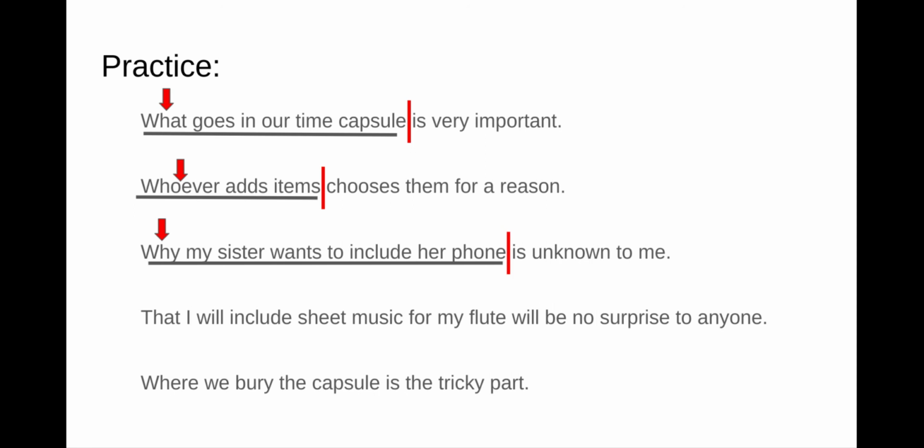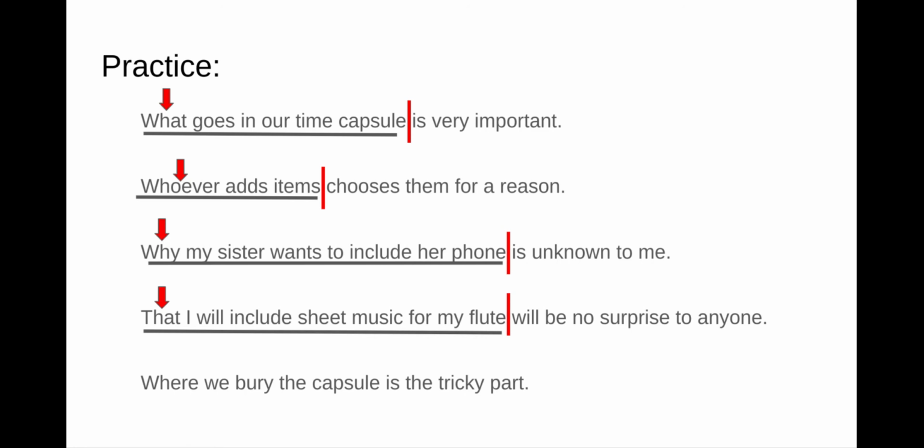Let's go to the next one. That I will include sheet music for my flute will be no surprise to anyone. Well, where do we divide that up? If you said between flute and will be, you are correct. Find that introductory word, that, and go to the main verb. That I will include sheet music for my flute is the entire noun clause.